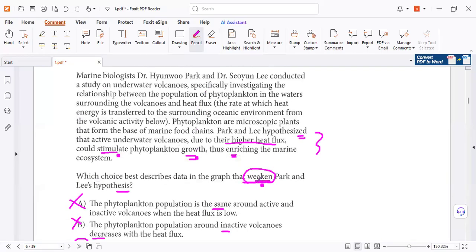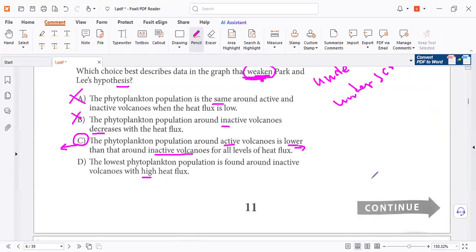So when you find the word weaken or undermine, you expect the opposite of the hypothesis. As a test maker, most commonly they use the word weaken to help you. But be careful about undermine. It's opposite to underscore. Do you feel it? So focus on the word under only. Here, opposite. So be careful. And that's fine.